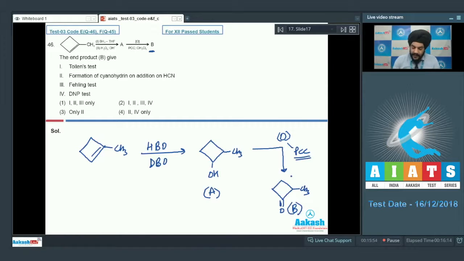And the product B will not give Tollens' test. The product B will lead to the formation of a cyanohydrin on addition of HCN. This is correct. This compound B will also not give Fehling's test, as it is a test for aldehyde. And the structure B will lead to a positive 2,4-DNP test. So the examiner seems to be interested in the reactions which are given by the product B. So we have to select option 4 as the correct answer to our question.